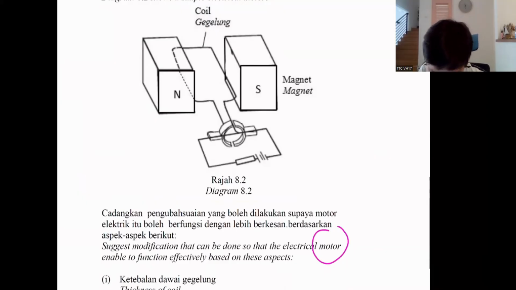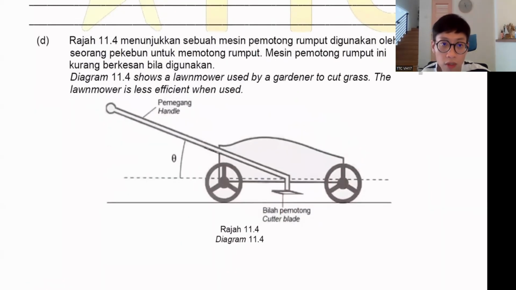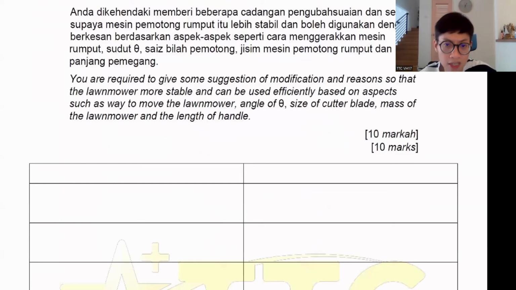So therefore, last part for today. Guys, this one is a bit out of the syllabus, not in your book. But because some people said can the teacher teach this or not, I can't ban your idea, right? So they asked me how to do this question. This is a lawnmower: the stable angle, size of cutter, blade mass, and length of handle.